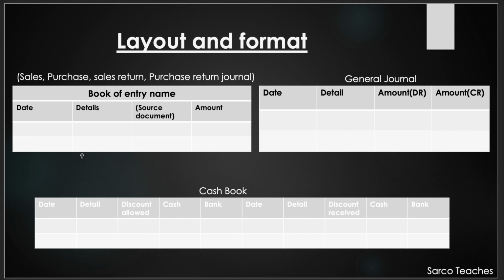For the sales, purchases, sales return, and purchase return journals, they all have the same structure where you put the title, detail, dates, source document, amount in that order. The cash book is a little bit different. It's the most complicated looking one, but in my opinion it is very easy. Then we have the general journal. That's the easiest journal out of all of them.